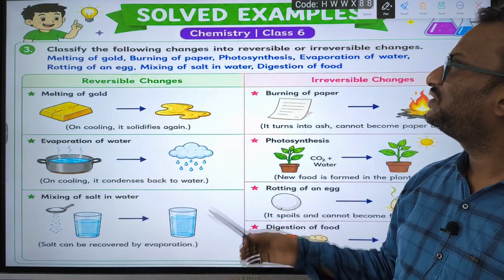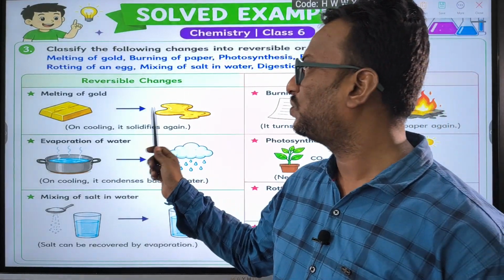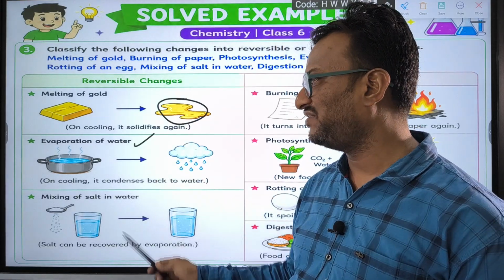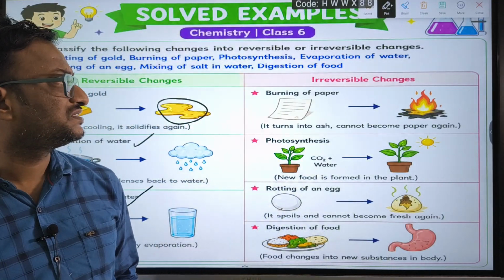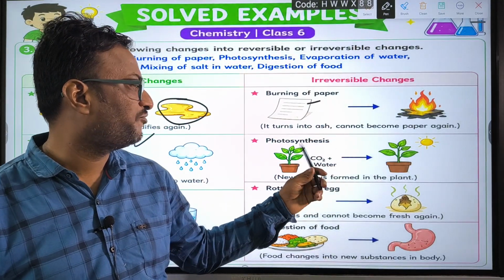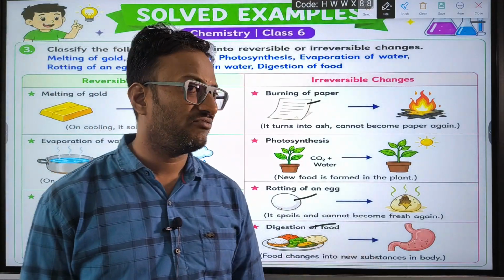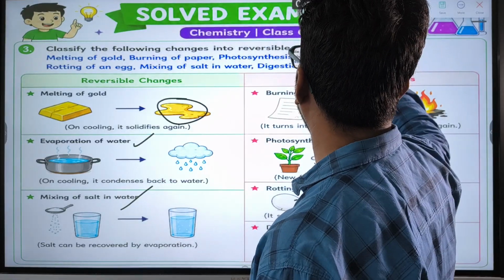Classify the following changes into reversible or irreversible. Melting of gold, on cooling it again solidifies, so it is reversible. Evaporation of water is reversible. Mixing of salt in water is also a reversible process. Irreversible: burning of paper, photosynthesis, rotting of egg and digestion of food. These all come under irreversible changes.